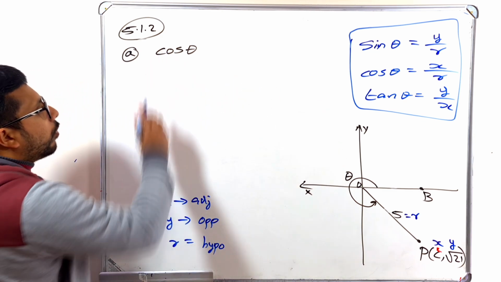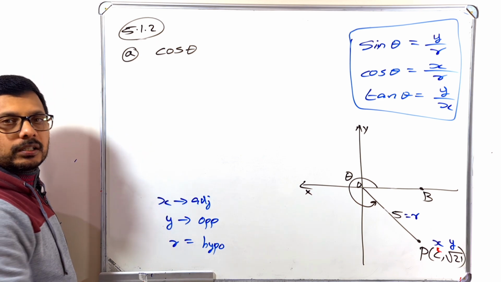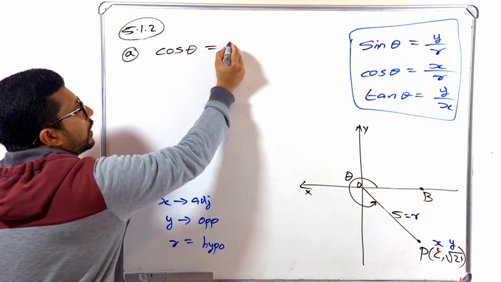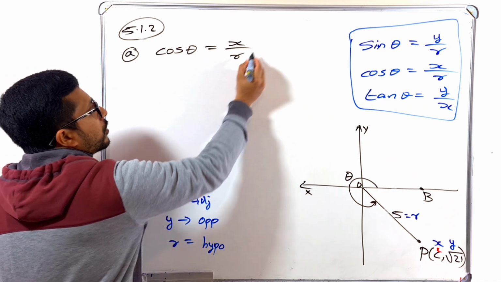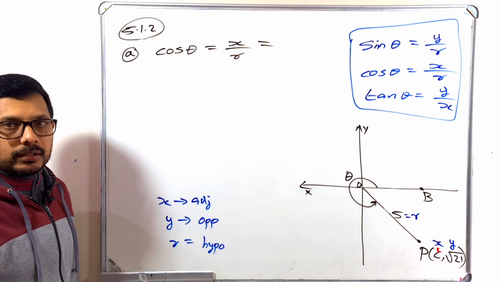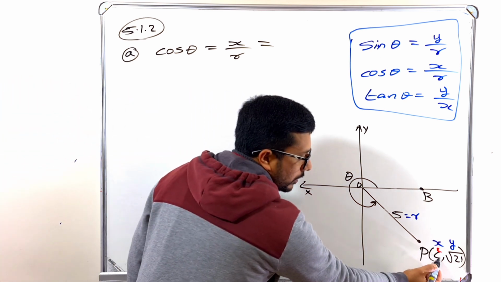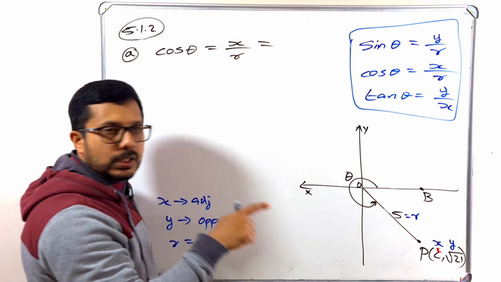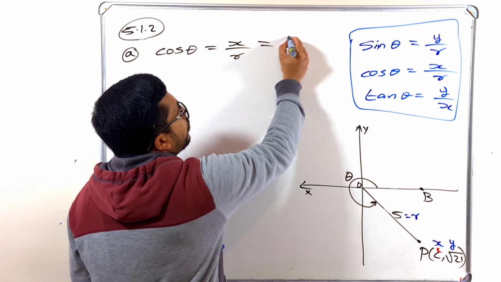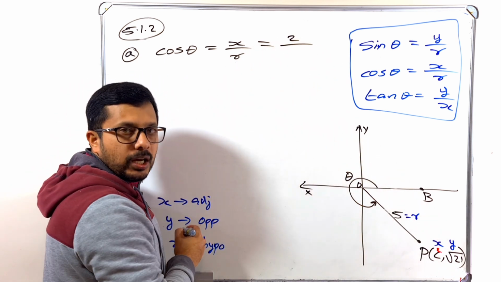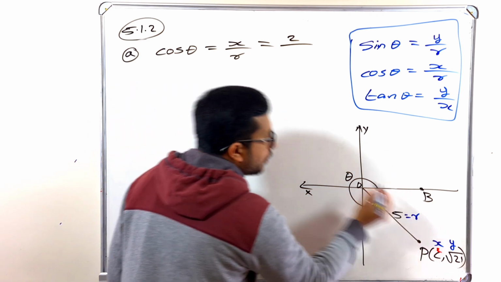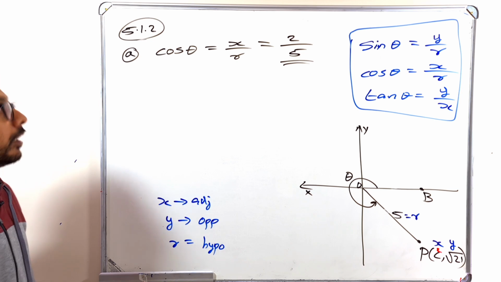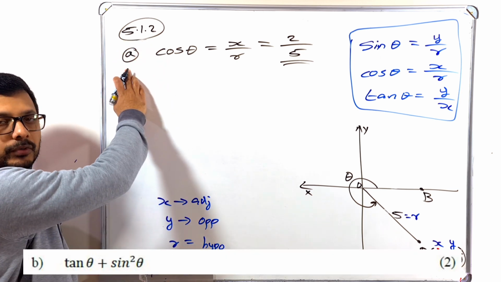So here, cos theta. What is the definition? Cos theta is x over r, or adjacent side by hypotenuse. If you know that, then it's easy. What is x? x is 2. In the previous question we got the c value as 2, and c is the same as x. So 2 divided by r. The value of r, the hypotenuse, is 5. So the answer is 2 over 5. That's all. We are done. That is question 5.1.2a.